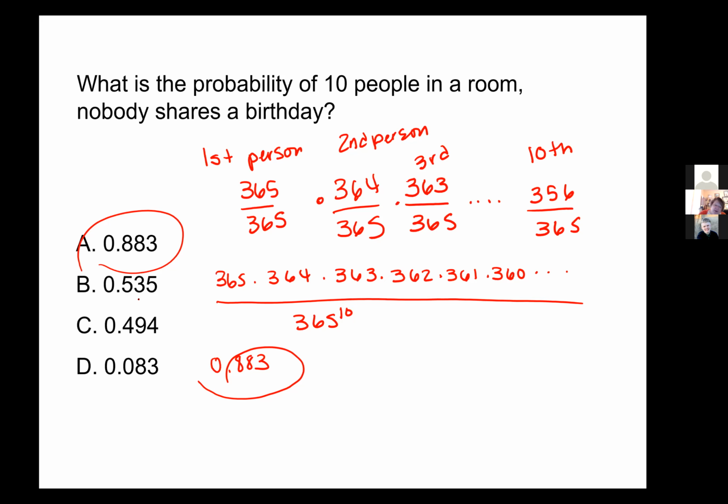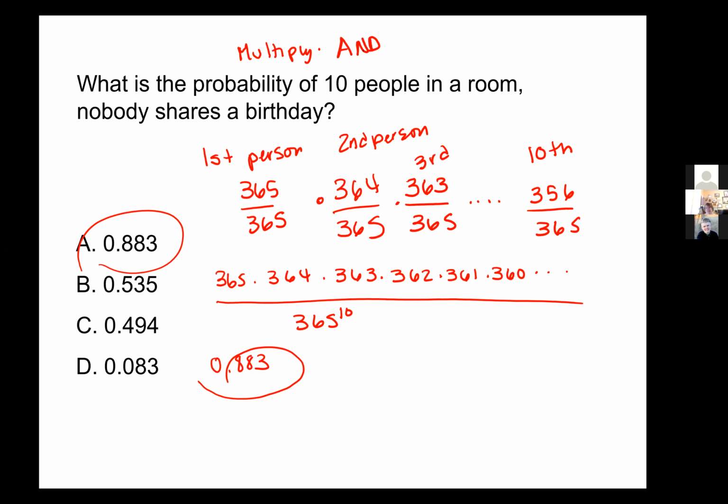And why did I multiply? That's a good question. Because the probability that you're looking for is that the first person and the second person and the third person and the fourth person and the fifth person and the sixth person, etc., have different birthdays. So since it's an and, we're going to multiply.